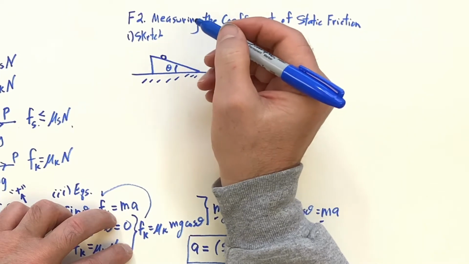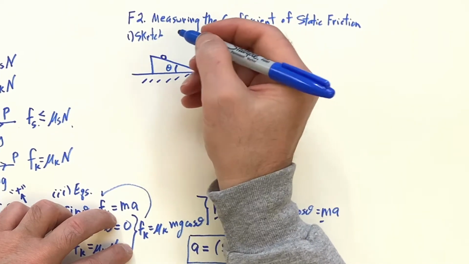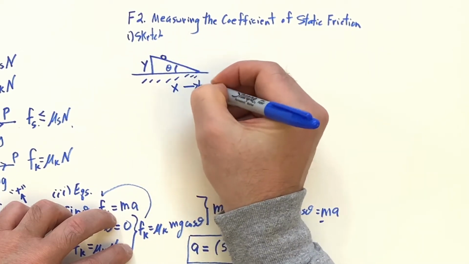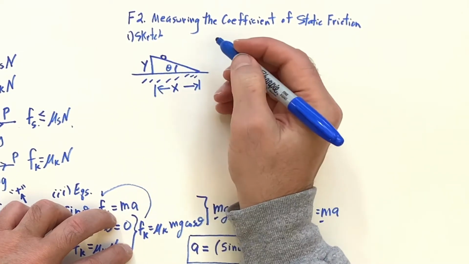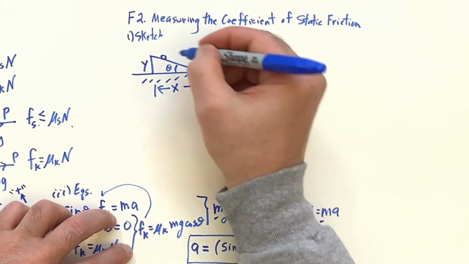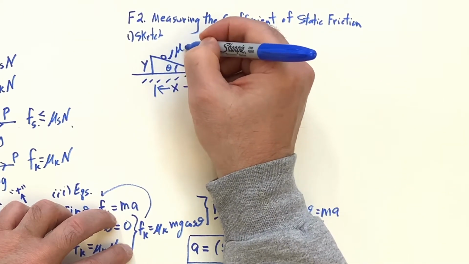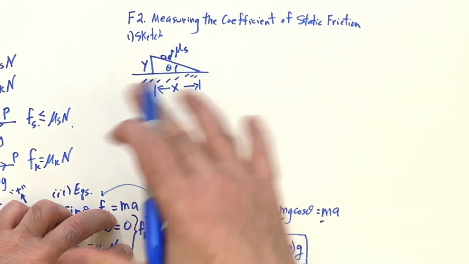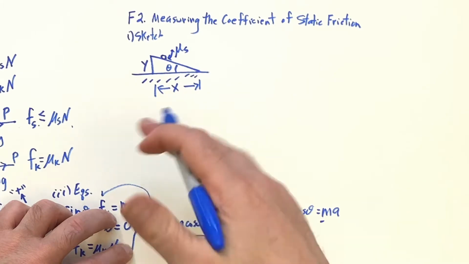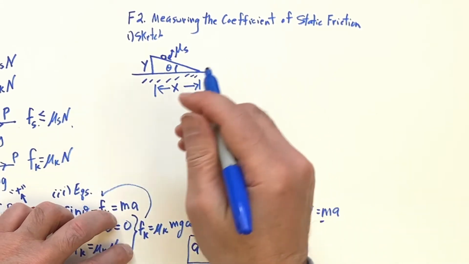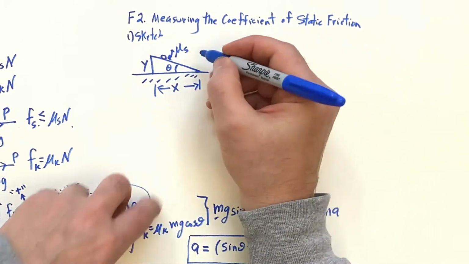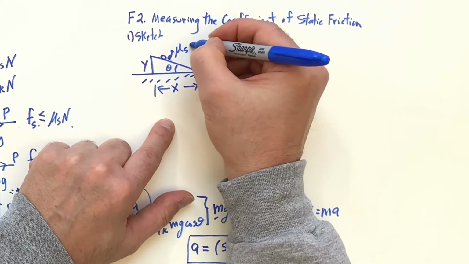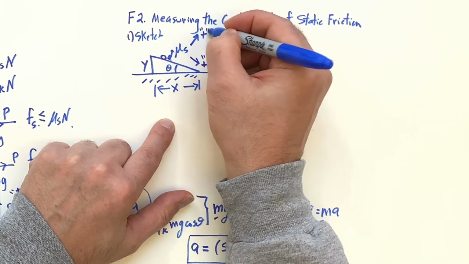And we're going to measure. We can call this a y, and this an x. That's going to be the things we measure. And in there is your mu s, going against the cover of this book, a little bit of a slick cover. And we're going to call going down as positive, and we'll call this positive for the other direction.